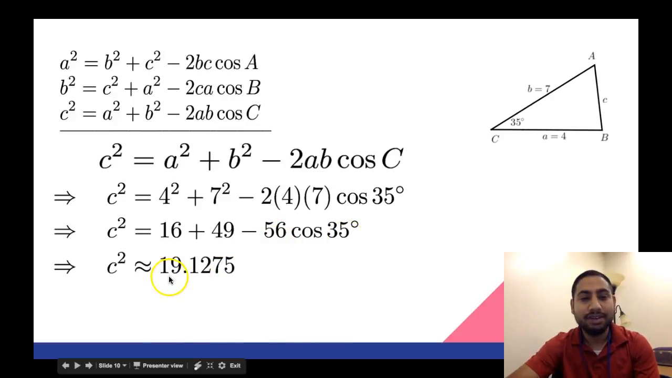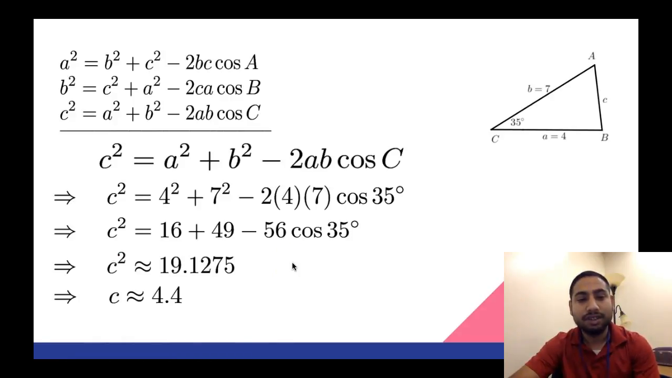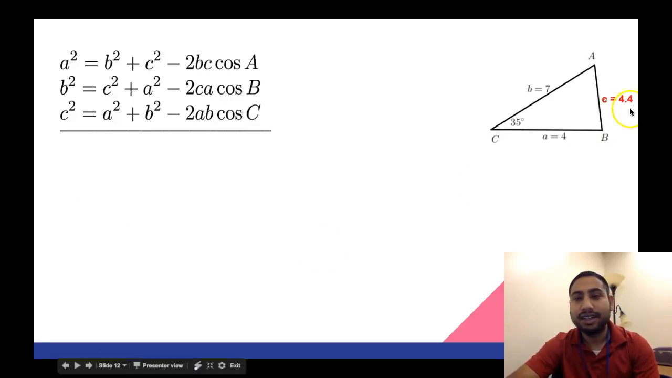And that should be about 19.1275. But that's c squared, so you take the square root. And that gives you c about 4.4 units long. So there it is, c is about 4.4 units long.